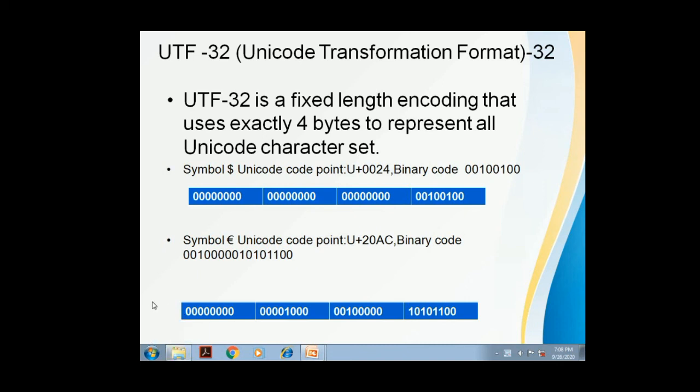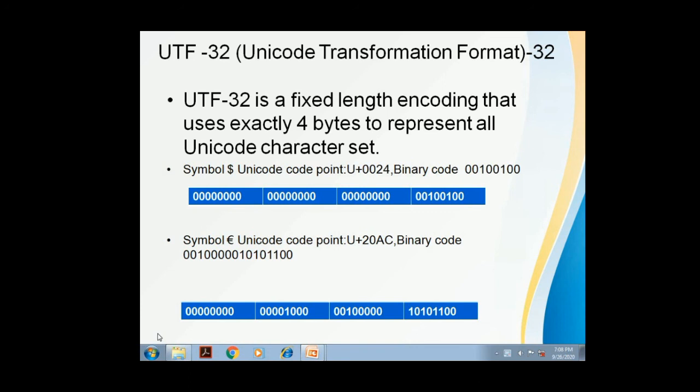And for the euro sign, the Unicode code point is 20AC. Binary representation of 2 is 0010. A is 1010. C is 1100. We have to write from the right and the rest of the places will be 0.